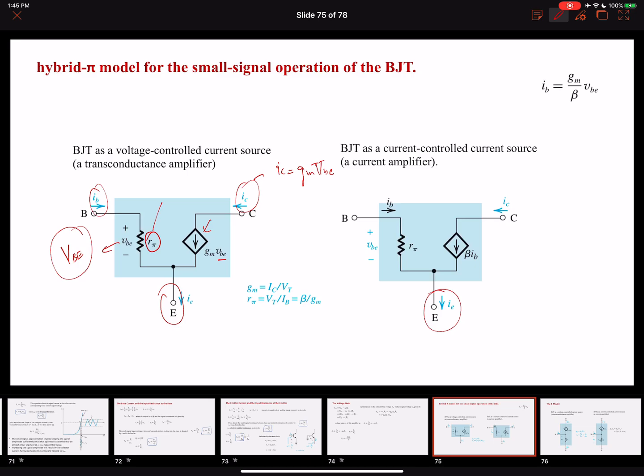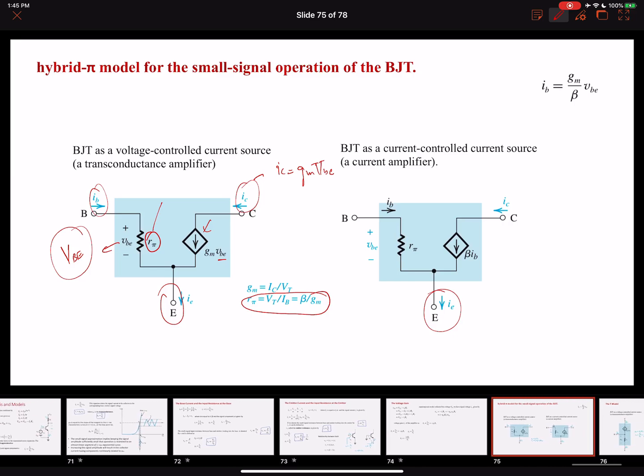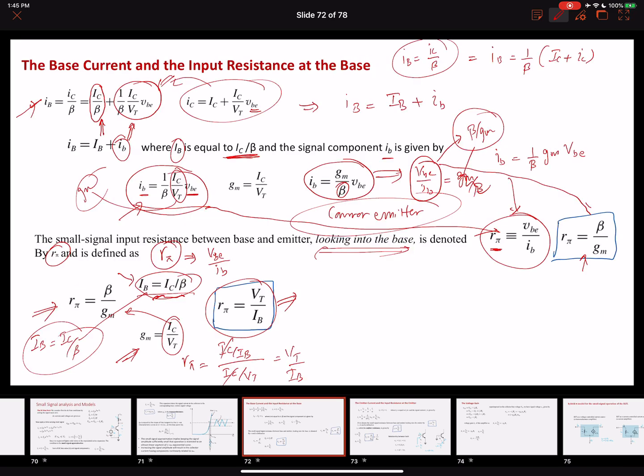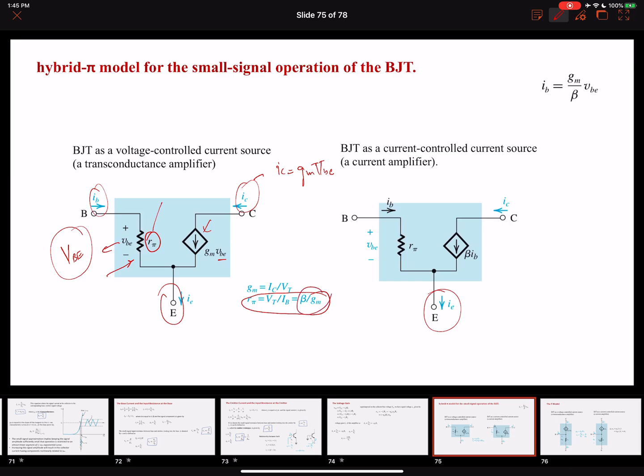Other values, we can find out the values of RT. These values of the R pi can be, so this is the base resistance in a common emitter model. So the base resistance in the common emitter model equals beta over GM, or VT over IB. All right, so this is the voltage controlled current source. We can also convert this into a current controlled current source.